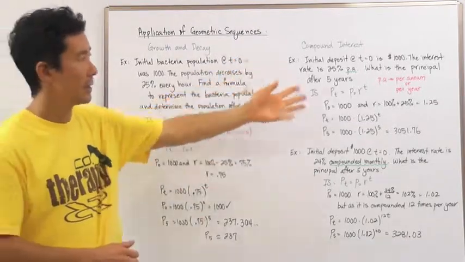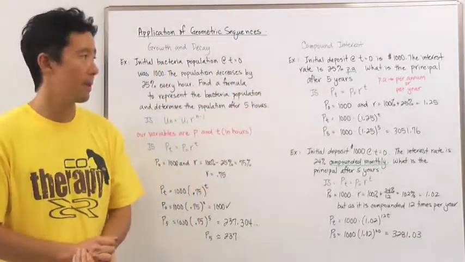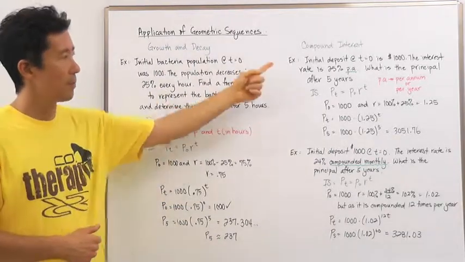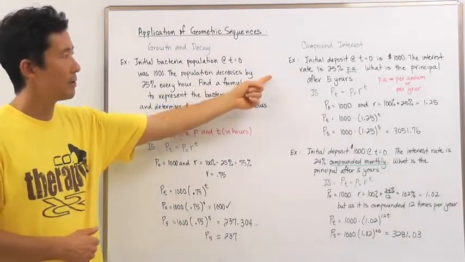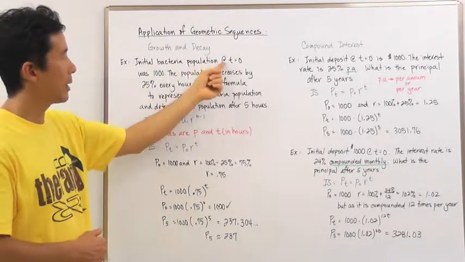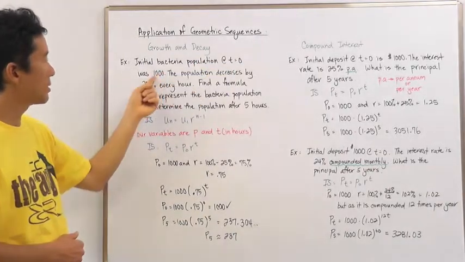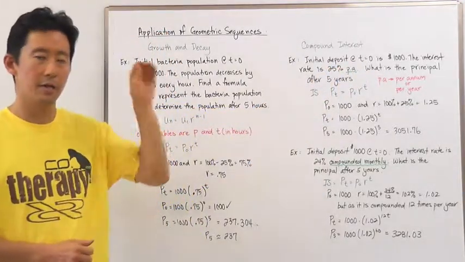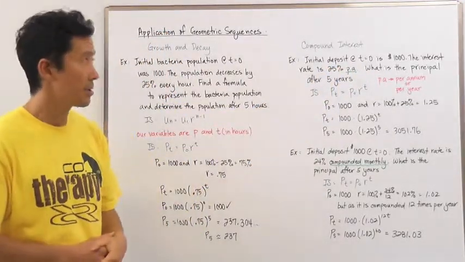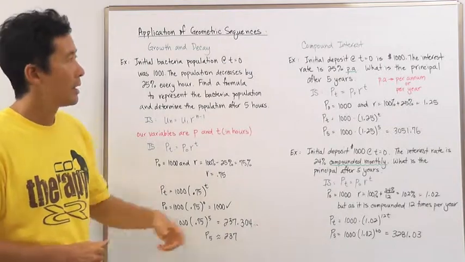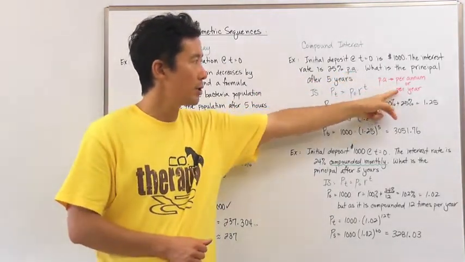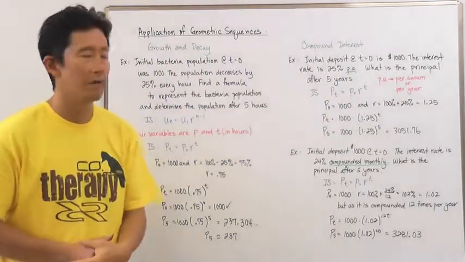Now let's take a look at this financial situation called compound interest. Notice that what I'm going to do is try to keep more or less the same values here. The initial bacterial population at t equals 0 was 1,000. I'm going to say that when you make a deposit, that initial deposit when t is equal to 0 is going to be $1,000. Now the interest rate is 25% per annum, which means per year. What is the principal after 5 years?